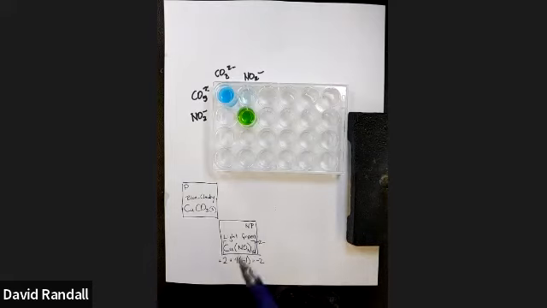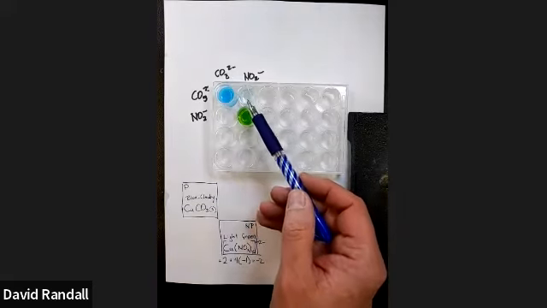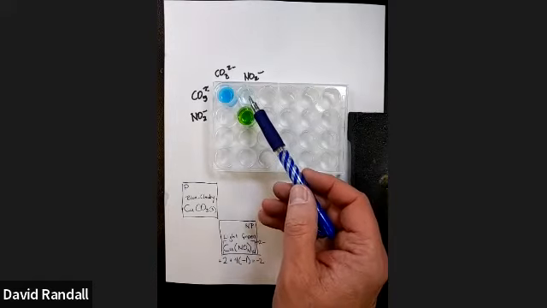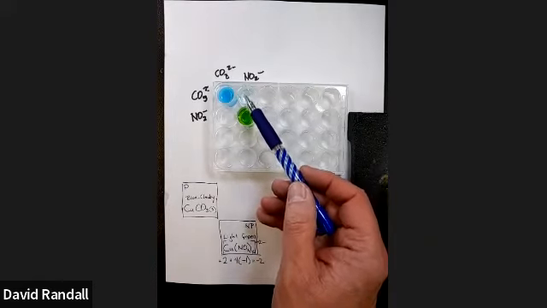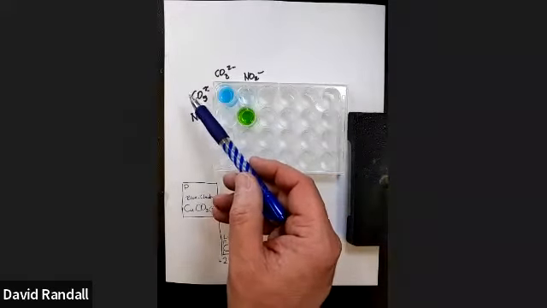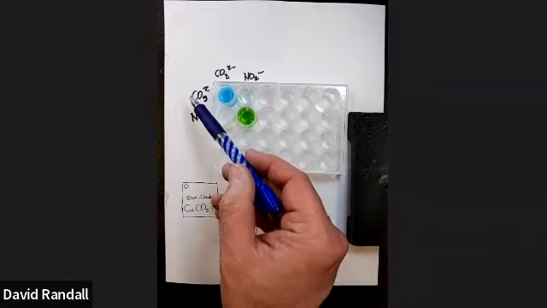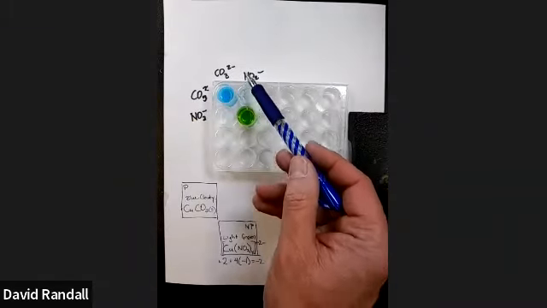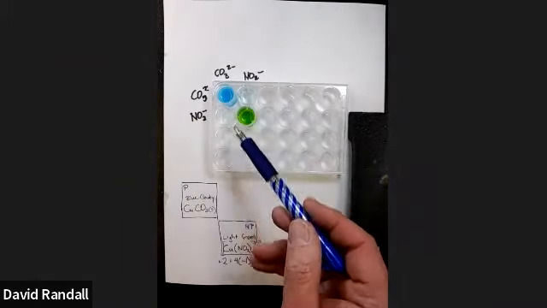We still have to do a competitive, or a comparison run, in this well. We already added the copper a little bit ago. Now what I'm going to add is carbonate ions, and I will also add nitrite ions.